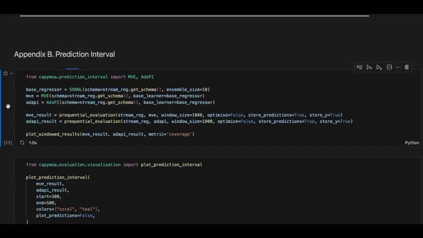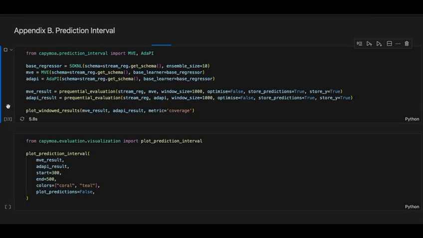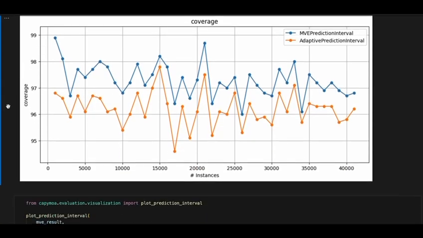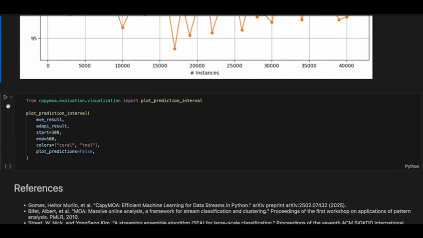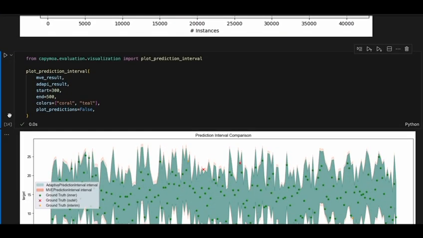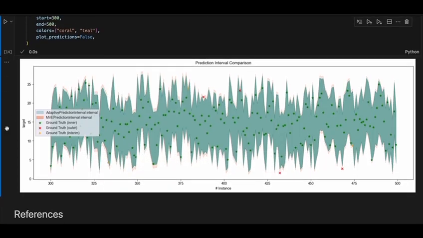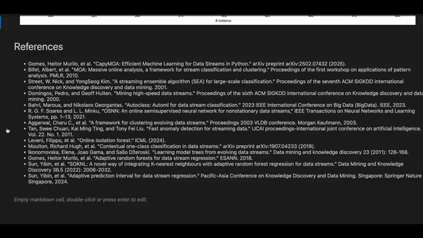CapyMOA also supports prediction interval tasks, where models predict intervals instead of single values. CapyMOA not only plots the usual windowed metrics, but also visualizes the predicted intervals against ground truth over time. This is the end of the notebook. This notebook will also be published shortly for you to explore. You will find references to all the materials mentioned at the end.